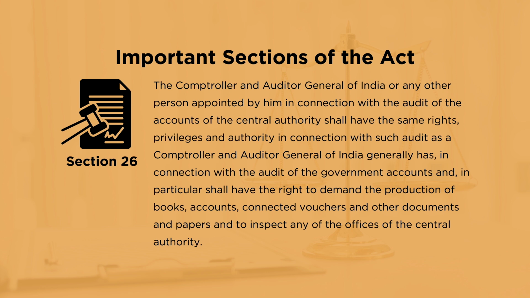the Comptroller and Auditor General of India generally has in connection with the audit of the government accounts, and in particular shall have the right to demand the production of books, accounts, connected vouchers, and other documents and papers, and to inspect any of the offices of the central authority. The accounts of the central authority, after proper certification, shall be forwarded annually to the central government, which will cause the same to be laid before each house of the parliament.